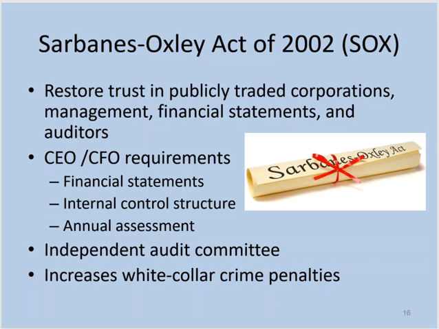Now, it requires that the company's CEO and CFO assume responsibility for financial statements and disclosures. The CEO and CFO must certify that the financial statements and disclosures fairly present in all material respects the operations and financial condition of the company. They must also accept responsibility for establishing and maintaining an adequate internal control structure and procedures for financial reporting. The company must have its internal controls and financial reporting procedures assessed annually.